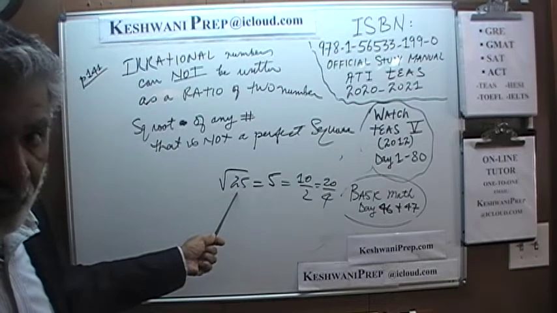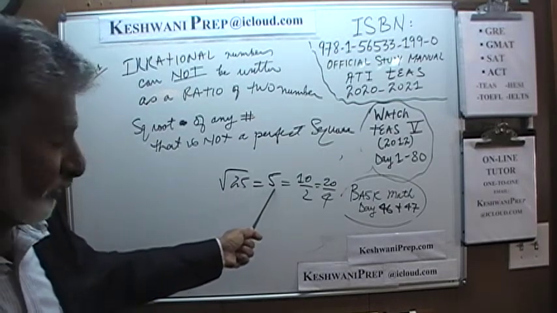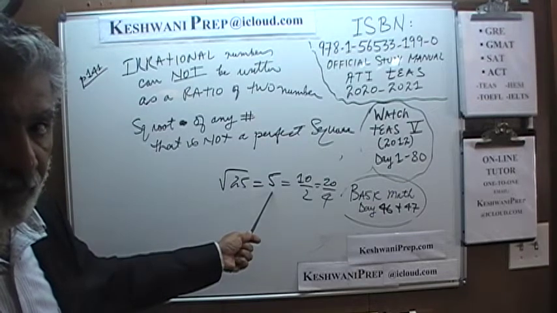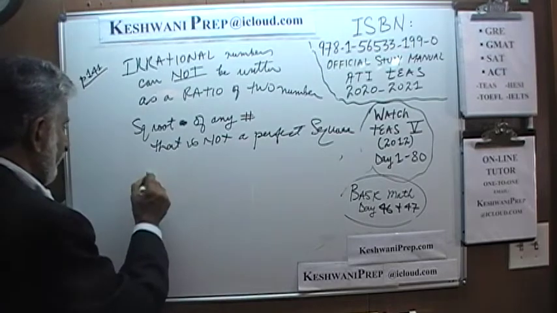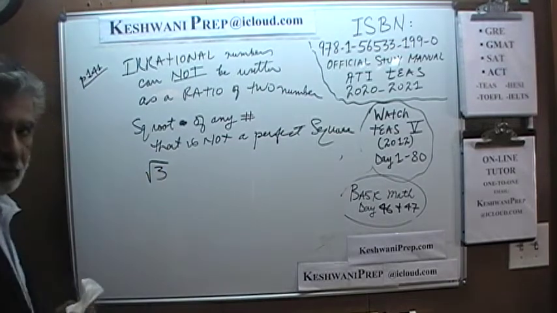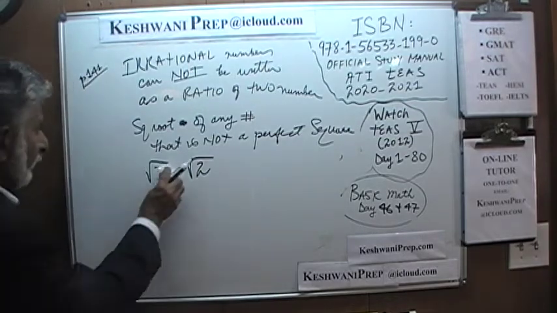Because it's a perfect square, it's a rational number, because it's going to end in a certain number which can be written as a ratio of two numbers. But instead of a perfect square, if you happen to have square root of 3 or square root of 2, those are not perfect squares. Pick up your calculator and do it out.